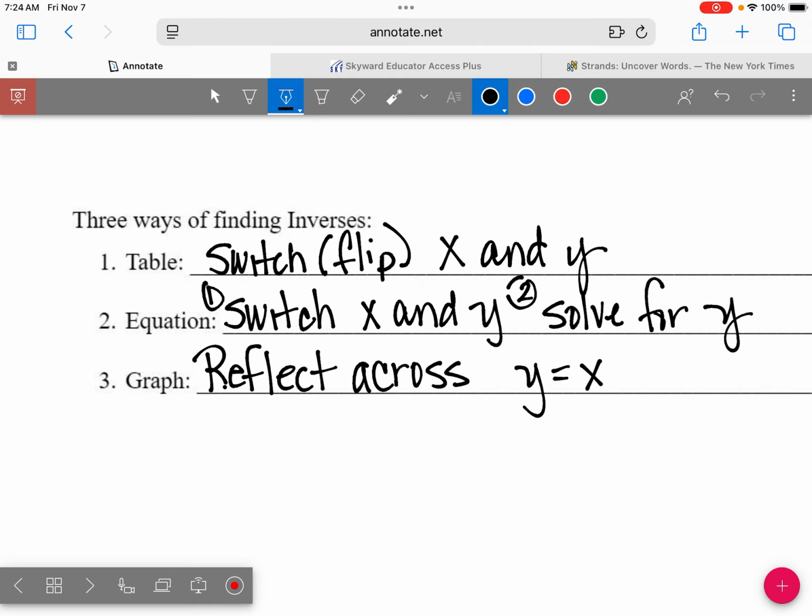And one of those methods, that's probably going to be a multiple choice question on the test if I had to guess. Like, pick the 3 ways to find the inverse.